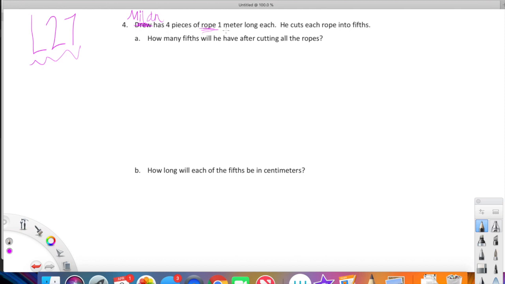Millen has four pieces of rope, 1 meter long each. He cuts each rope into fifths. The question is asking, how many fifths will he have after cutting all of the ropes? Before we start to solve this, what I need is an expression. So we have four being divided how? We're dividing four by one-fifth.